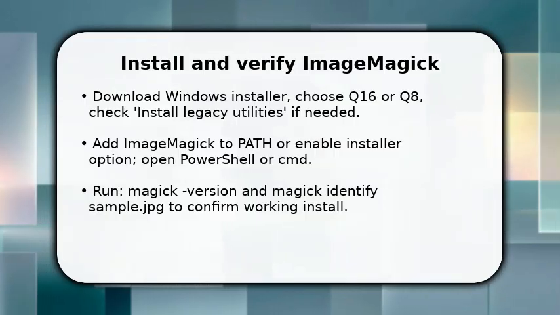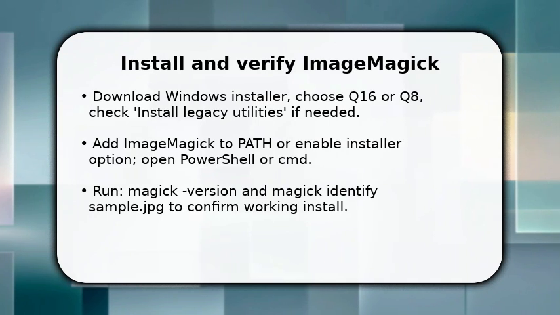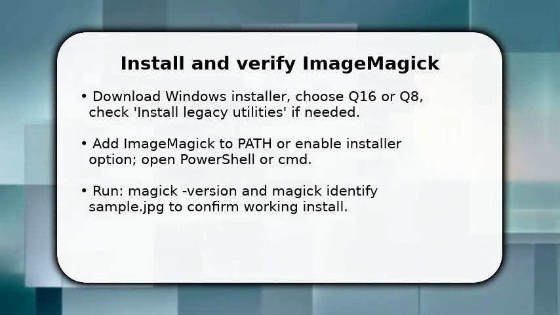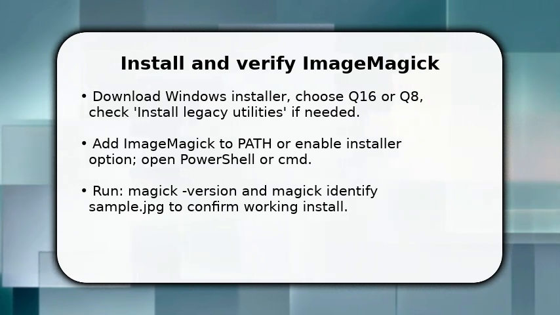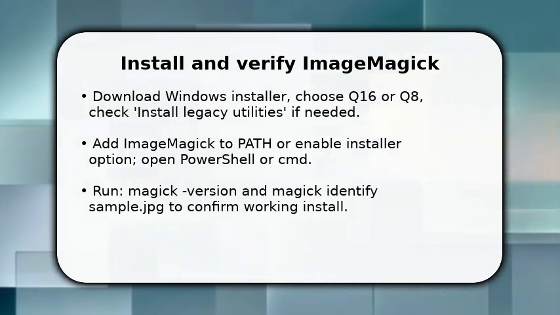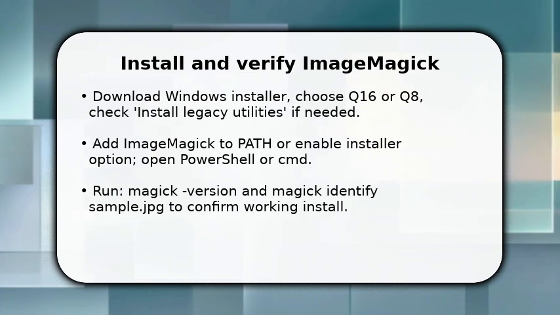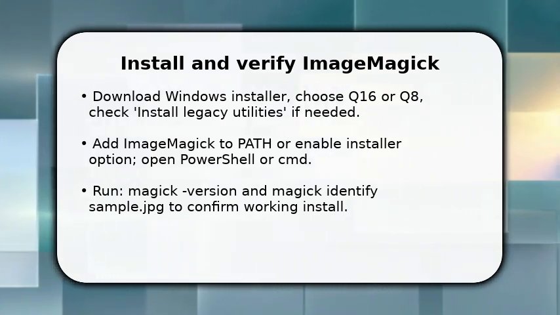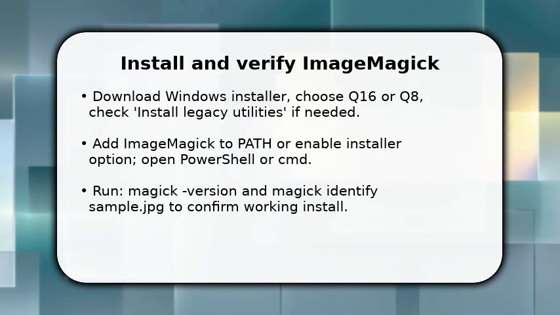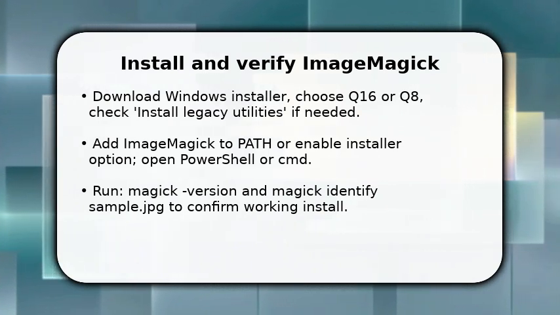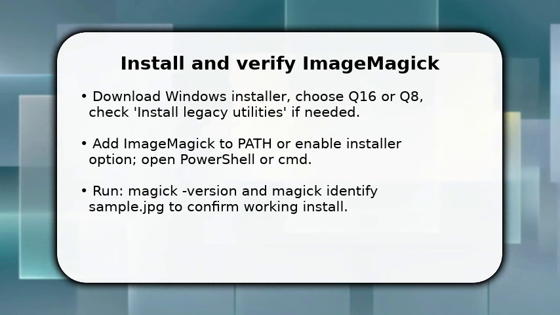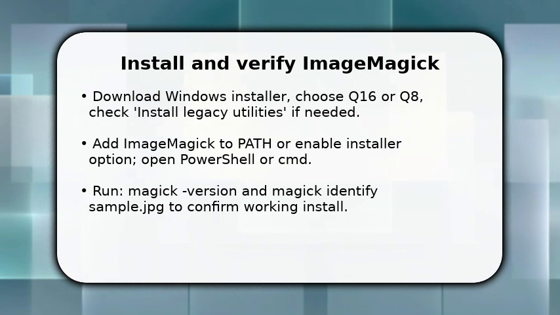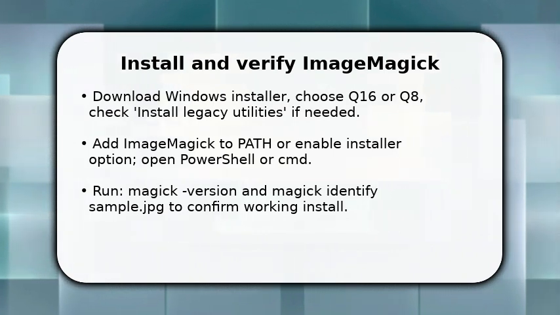You start by installing ImageMagick for Windows and making it accessible from the command line. Once installed, make sure the installer added ImageMagick to your PATH or add it manually, then open CMD or PowerShell. Run magick -version to confirm the binary responds, and run magick identify sample.jpg to verify image handling. These first checks ensure you can run later commands without permission or path problems. Once done, you're ready to run conversion and editing commands right away.